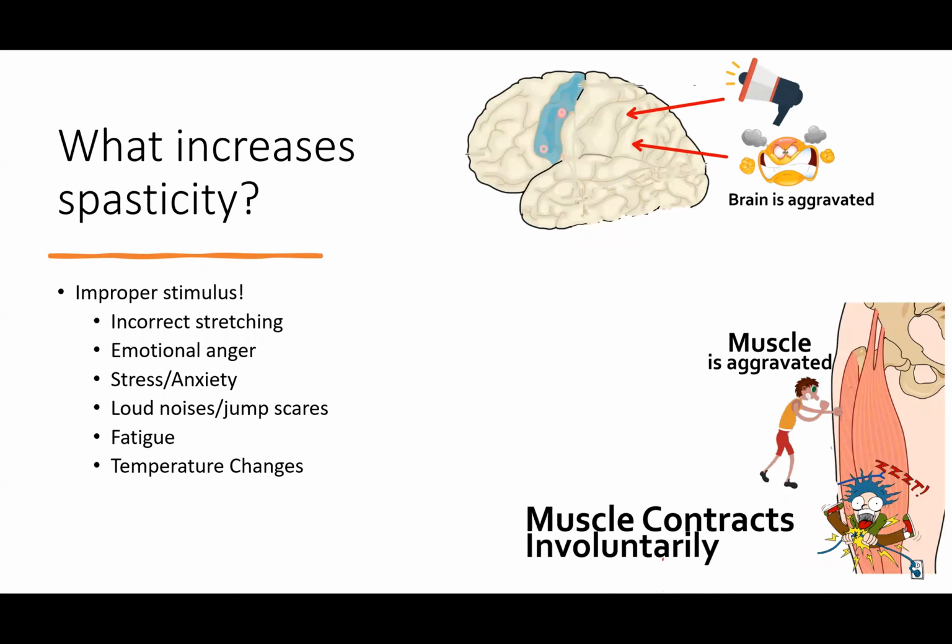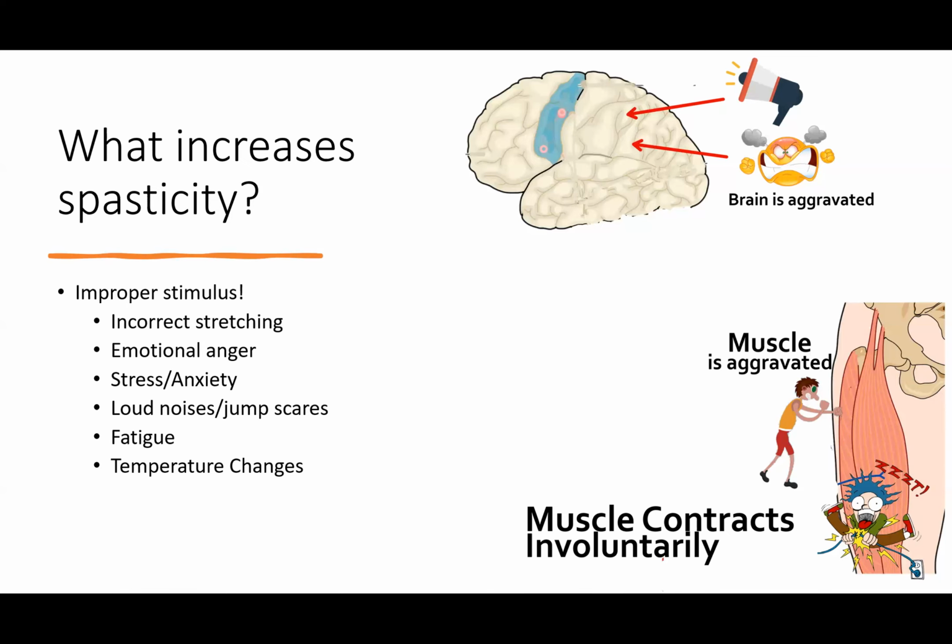So, in order to help manage spasticity, it's important to understand what types of things can increase spasticity. So, basically, just any type of improper stimulus is a good way to think about it. So, any type of incorrect stretching. And so, this is where that speed of the movement comes in that we talked about a little bit earlier. So, if you have spasticity, it is very, very important to make sure that you are stretching in a slow, controlled, relaxed manner because like I said earlier, the quicker that you try to move spastic muscles, the more they're going to kick on and then you're going to be fighting against yourself.